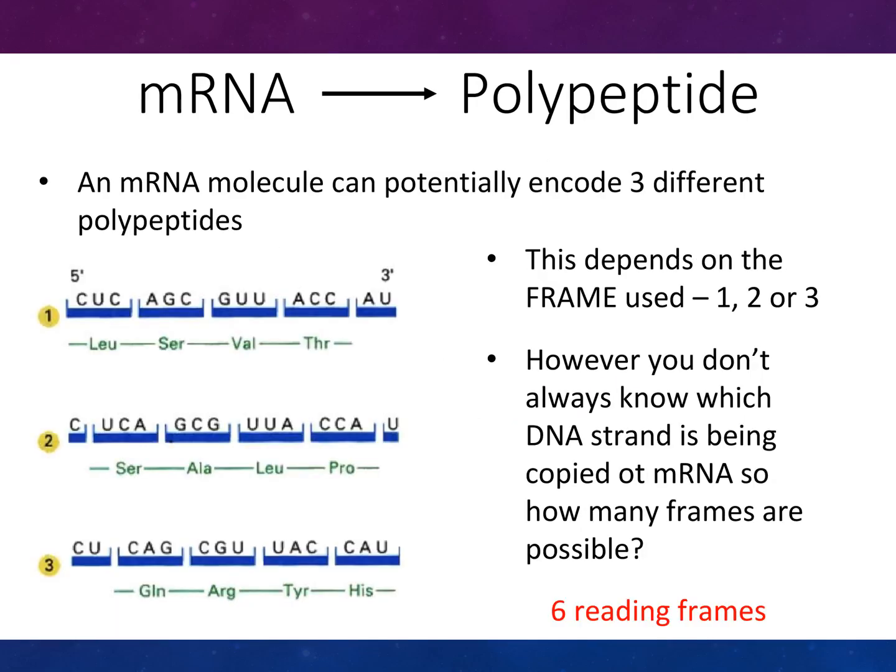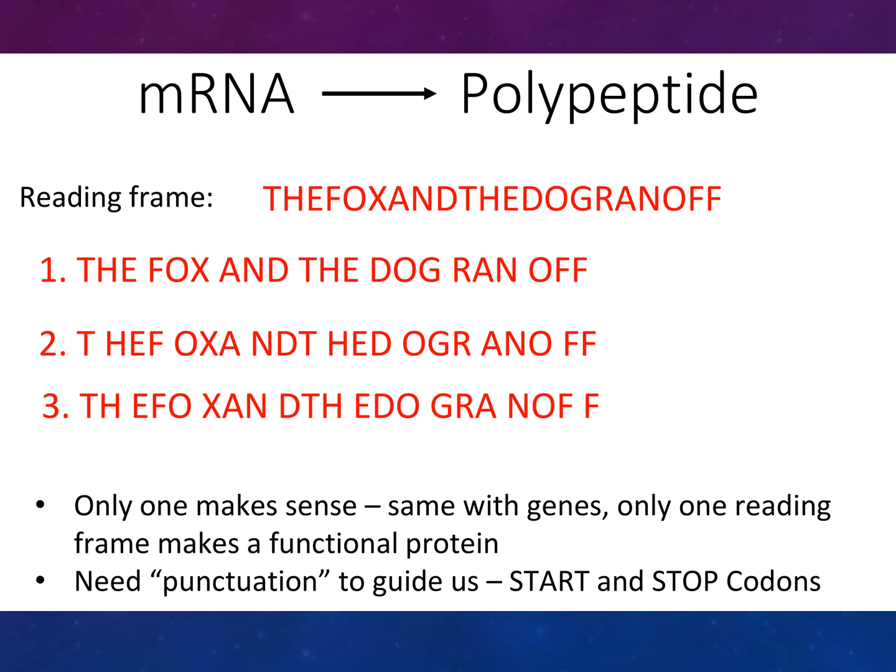So mRNA molecules can potentially encode 3 different polypeptides, depending on the frame used. However, you don't always know which DNA strand is being copied. So how many frames are possible? You have 6 possible reading frames. So this is an example. The fox and the dog ran off. The fox and the dog ran off. The hef oxa NDT. You can see only one makes sense. Same with genes, only one reading frame makes a functional protein. You basically need punctuation to guide us, start and stop codons.